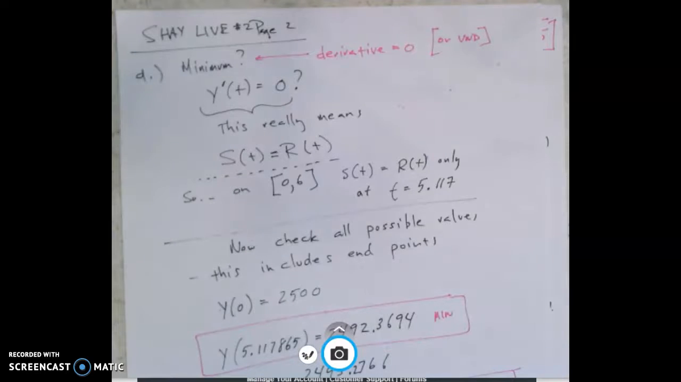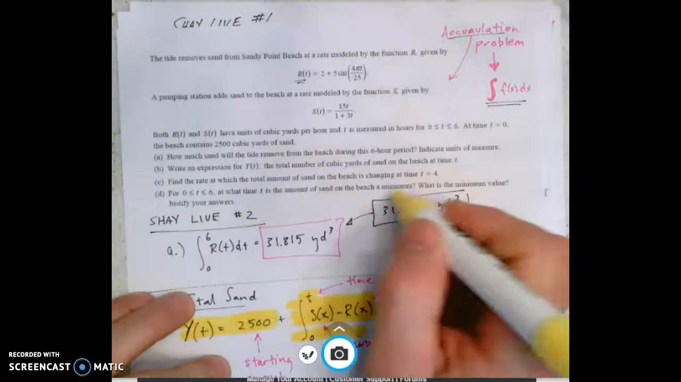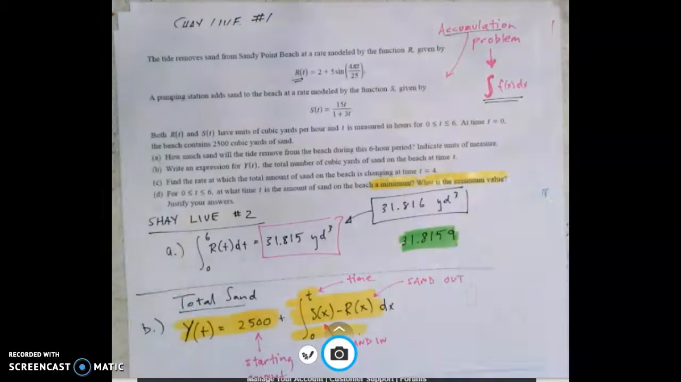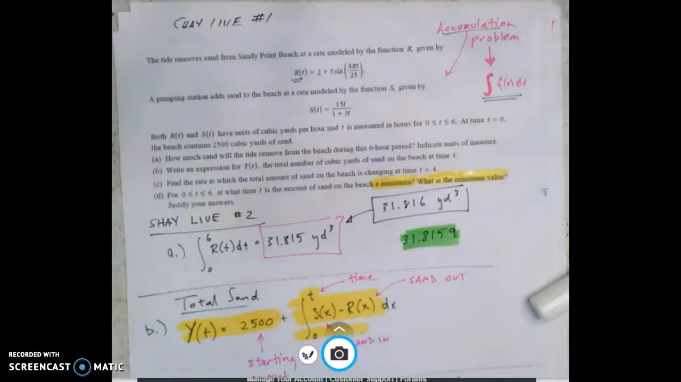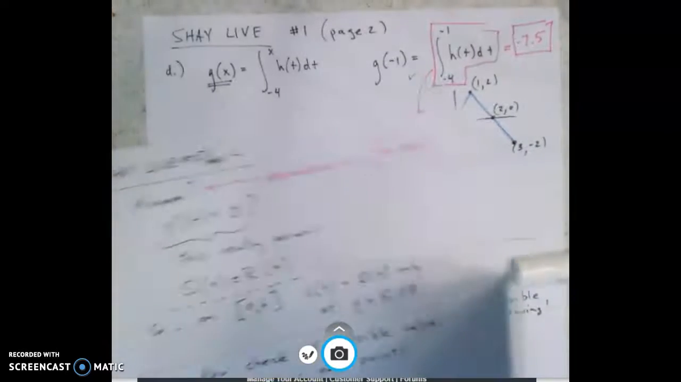All right. So the question says, for time t from 0 to 6, at what time is the amount of sand on the beach a minimum, and what is the minimum value? So I need to know both: at what time, and the minimum value.